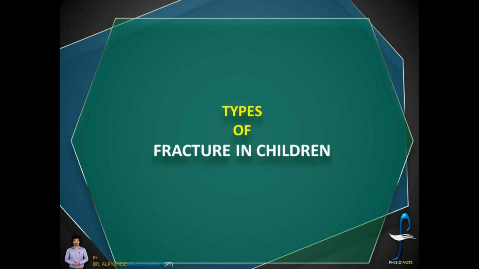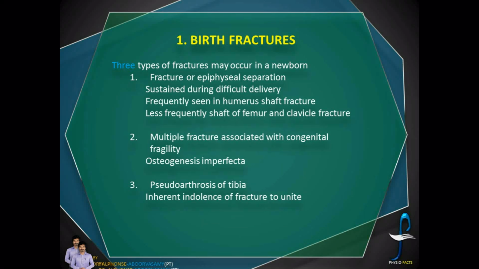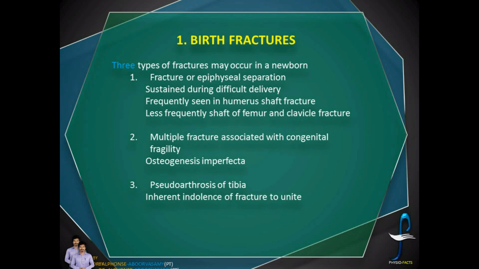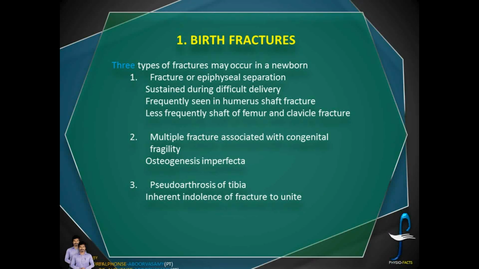Types of fracture in children. First, birth fractures. Three types of fractures may occur in a newborn. Fracture or epiphyseal separation, which happens during difficult delivery, frequently seen in humerus shaft fracture, less frequently shaft of femur and clavicle fractures. The next one is multiple fracture associated with congenital fragility, for example, osteogenesis imperfecta.